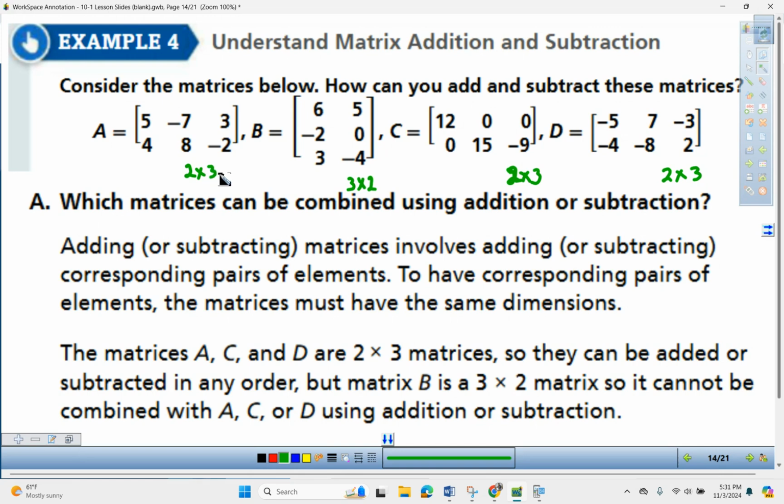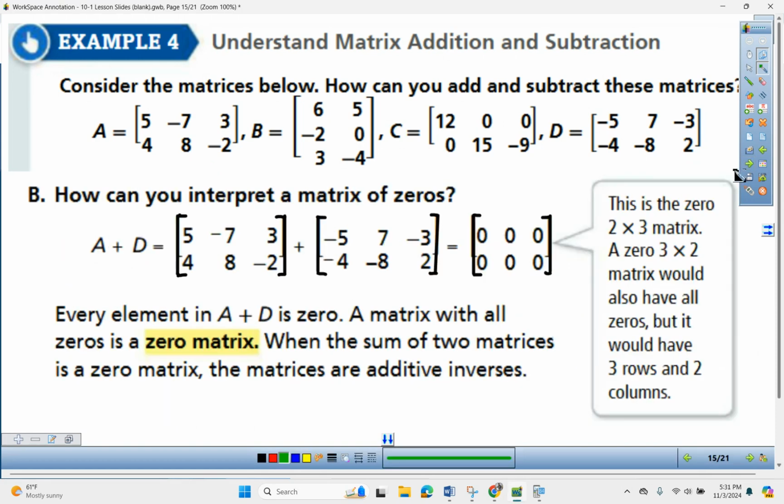Now, again, we're going to find out tomorrow in our next lesson that you can multiply matrix B times any of those others, but this is addition and subtraction. They have to be like terms, and that would not be possible with any of the ones that we've been provided. Okay, let's look at B now. Okay, now look at what happened. Something interesting happened. They took matrix A and matrix D, and they added them together, and look at this happened.